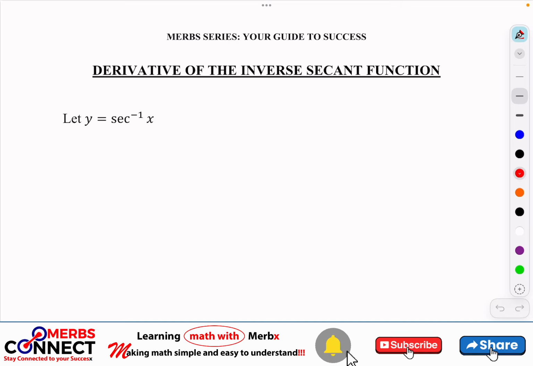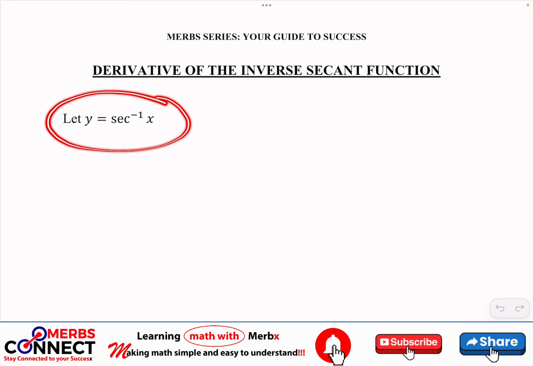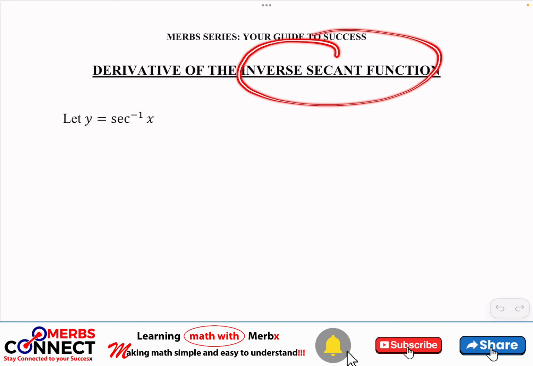All right, we are back again, and I'm always happy to see you back again learning with me here. So now we have y is equal to the secant inverse of x. So now we look at the inverse secant function.